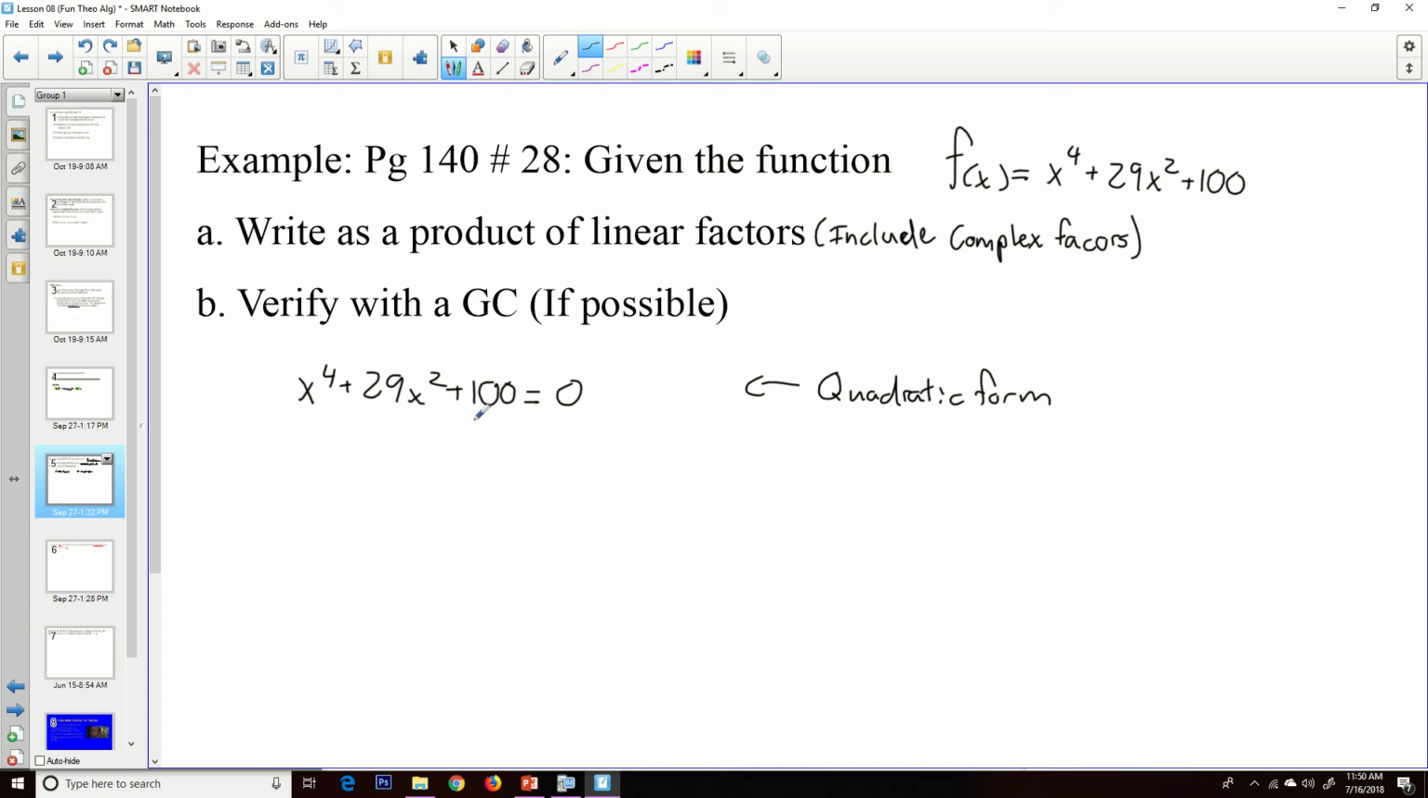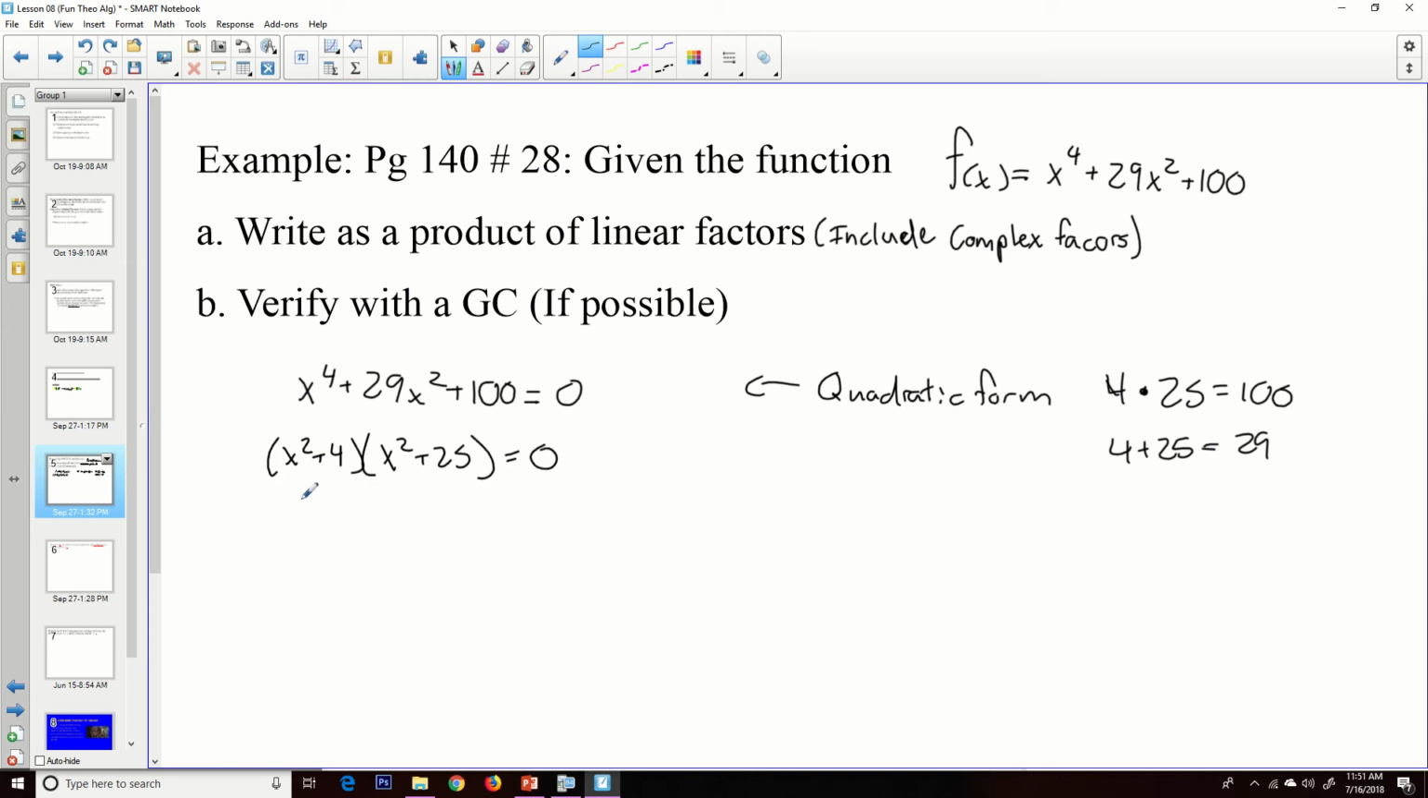And I ask myself, are there two factors of 100 that have to both be positive, because I got two plus signs here, that are going to add up to 29? Well, that's easy. 4 times 25 is equal to 100, the two factors, and 4 plus 25, that's going to be 29. All right, so I can go x squared plus 4 and x squared plus 25 and set that equal to 0.